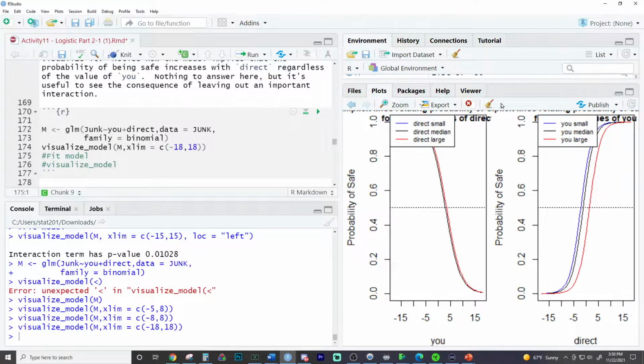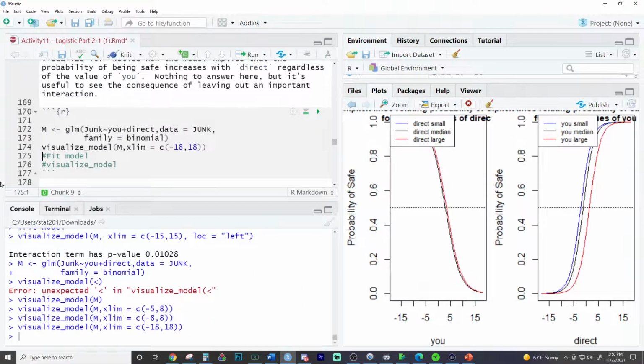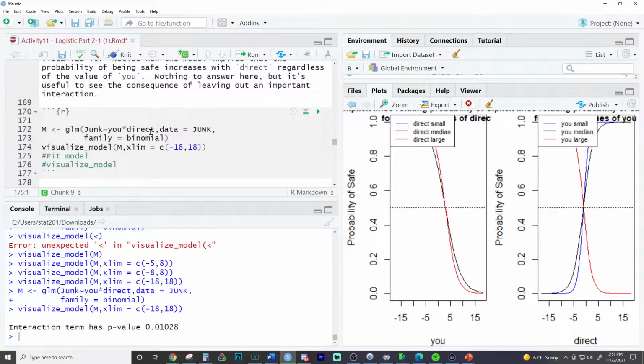And you can see it a little bit better here, that they're all the exact same curve, just moved over a little bit, but they still have the same sort of steepness to them. And what is changing the steepness is the interaction term. If you add an interaction term, now the relationship direct has with, excuse me, direct has with probability of safe depends on the level of u. So the interaction term is what creates here the difference in the slope of the sigmoidal curve.